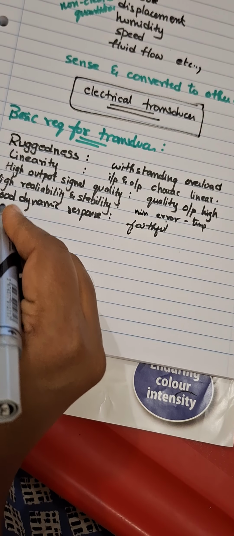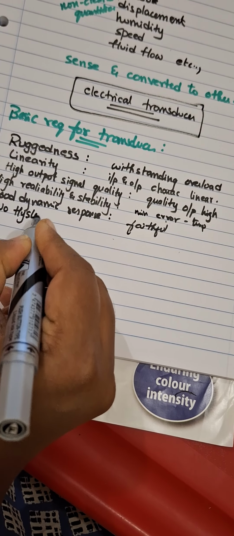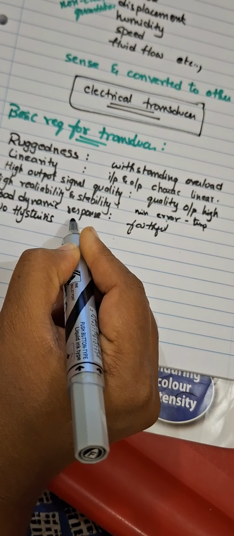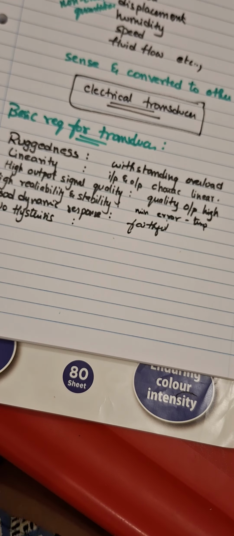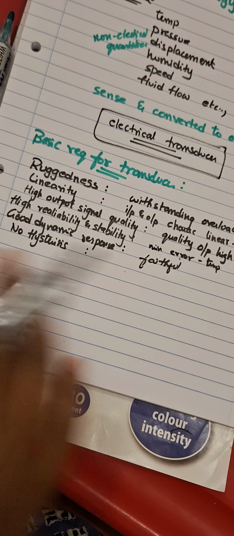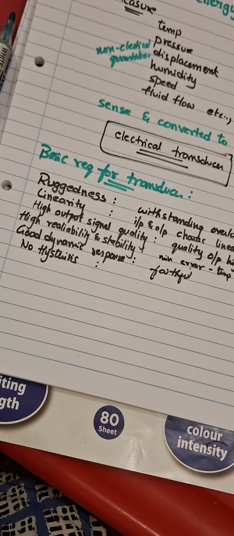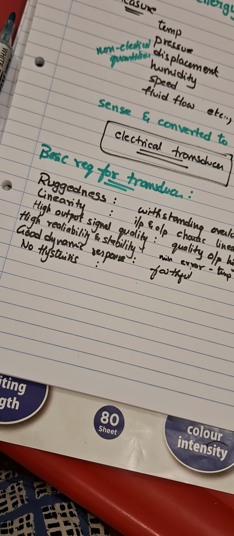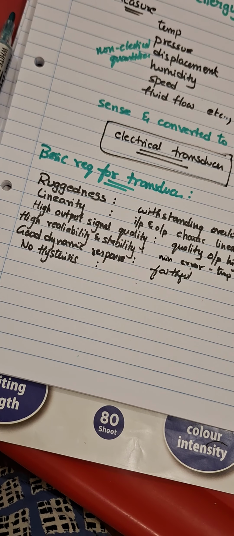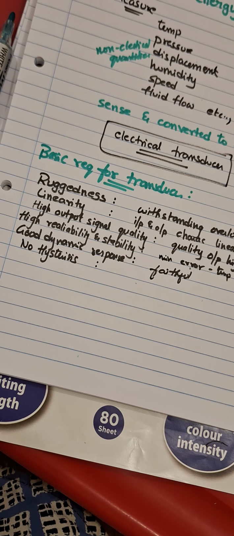Next, no hysteresis. Hysteresis means there can be a dynamic lag between the input and the output. Usually that disappears if the input is varied more slowly. Whenever you are varying the input very slowly, there will be a dynamic lag. Because of that, sometimes the output can show a difference. For example, when you're doing the experiment, you shouldn't be very fast in varying.